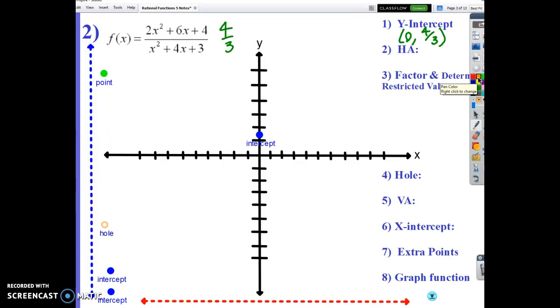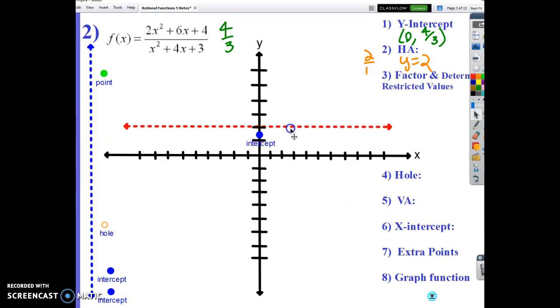Our horizontal asymptote: we have the same exponents on top and bottom. It's x squared over x squared, and we've got 2 over 1. So that's going to give us a horizontal asymptote at y equals 2. So I'm going to bring that horizontal asymptote up to y equals 2.